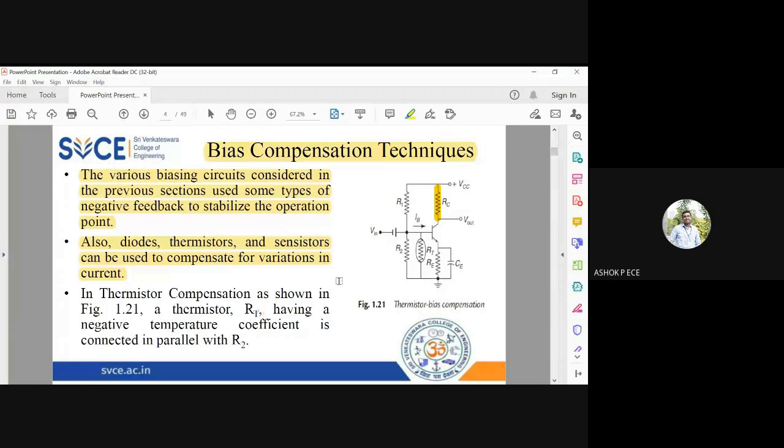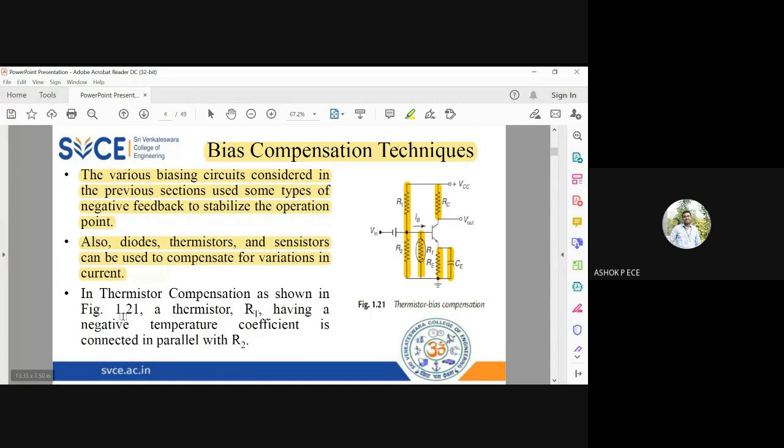The first method is I'm going to use a thermistor. See here the circuit, it is a voltage divider bias. You have a collector resistance RC, emitter resistance RE, bypass capacitor CE, and voltage divider bias R1, R2 across the base emitter junction. I am going to have a thermistor parallel to R2 in the base side. See the location of RT. The thermistor has a resistance called RT.